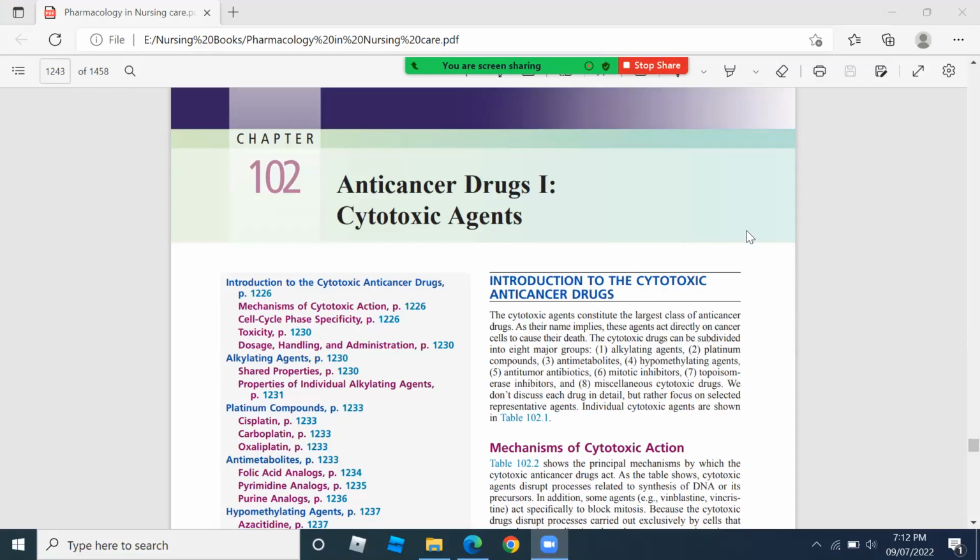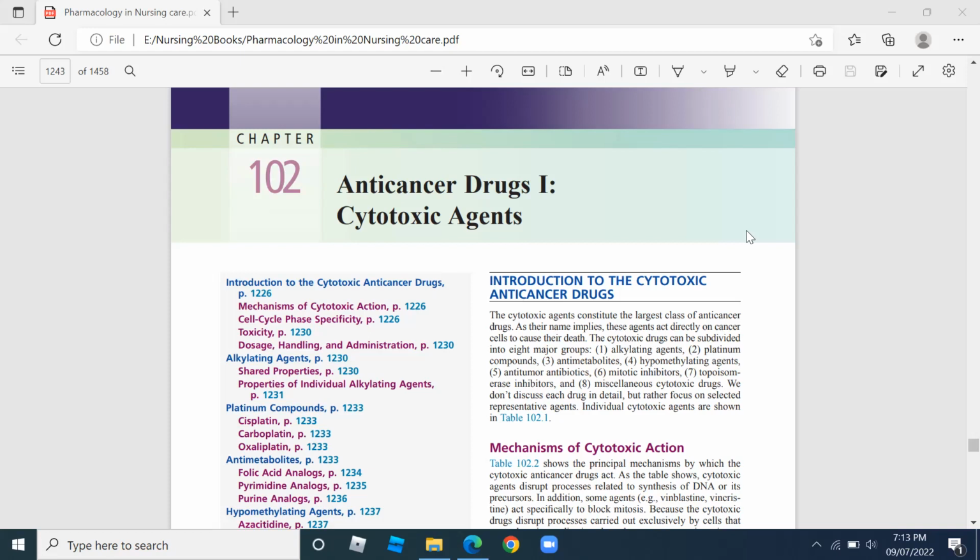Assalamu alaikum. Today we have learned the chapter anti-cancer drugs, part one, which is cytotoxic agents. We have already learned that anti-cancer drugs are grouped into two major classes: the cytotoxic agents and the non-cytotoxic agents. In this chapter, we have cytotoxic anti-cancer drugs, which basically act on cancer cells to cause their death.